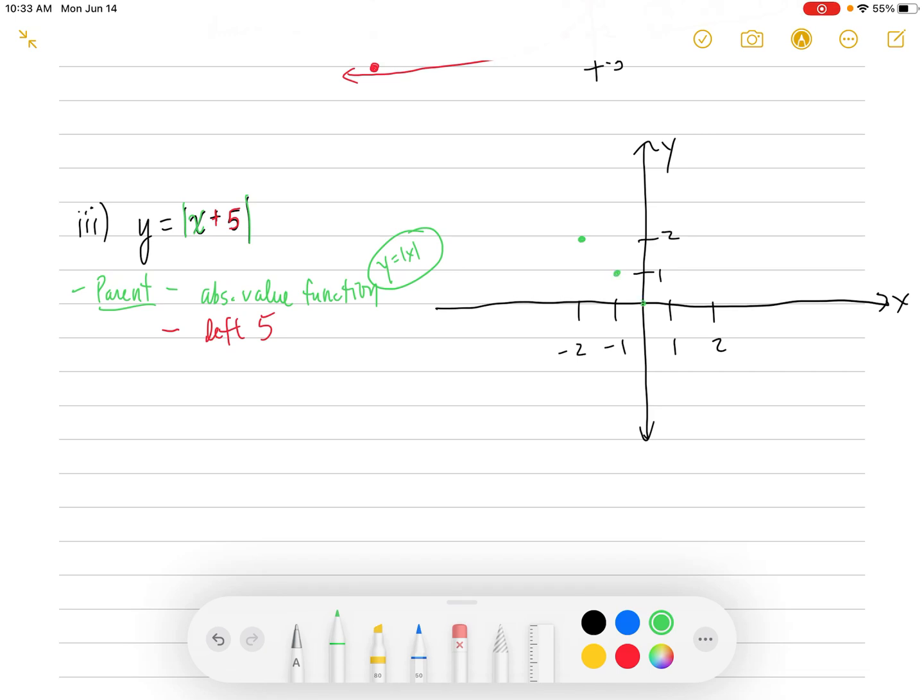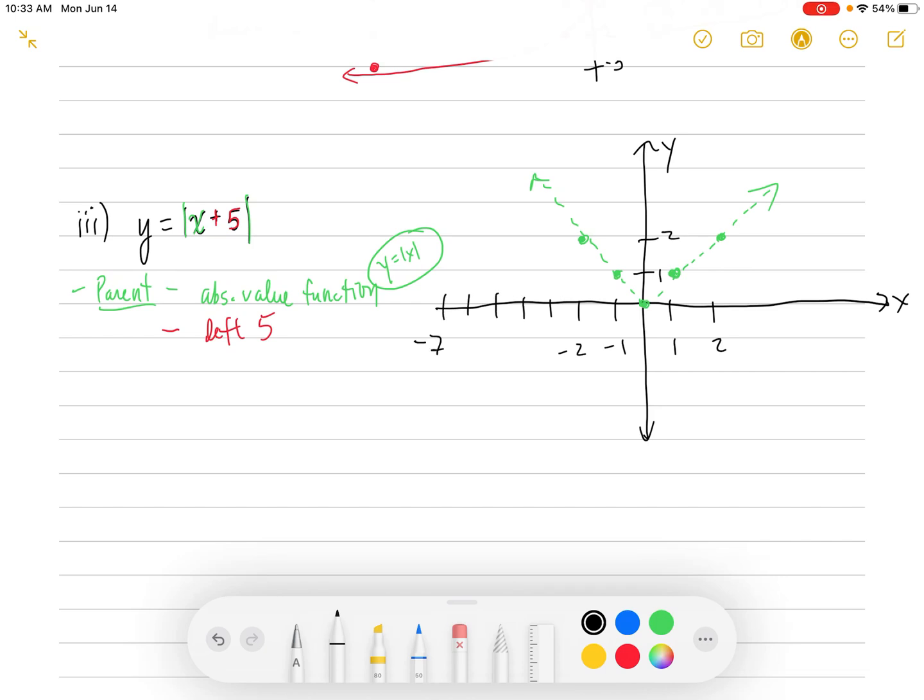So when I plug in negative 2, the absolute value of negative 2 is 2. The absolute value of negative 1 is 1. The absolute value of 0 is 0. The absolute value of 1 is 1. The absolute value of 2 is 2. So you get this kind of V, the absolute value function. That's one of your parent functions from your library that you're supposed to be familiar with from section 2.4. Now what we're going to do, we're going to move everything left 5.